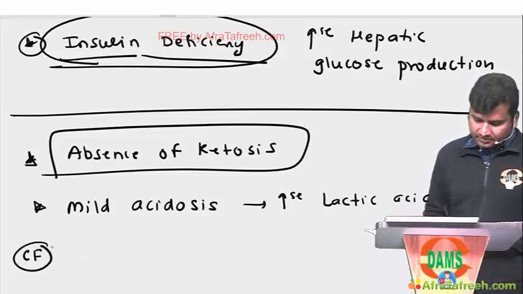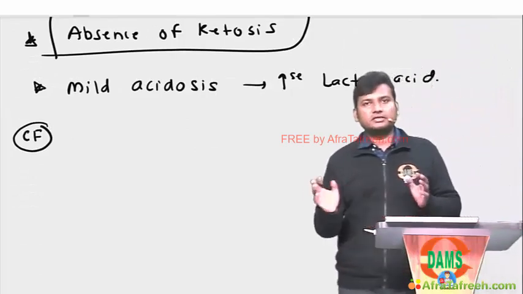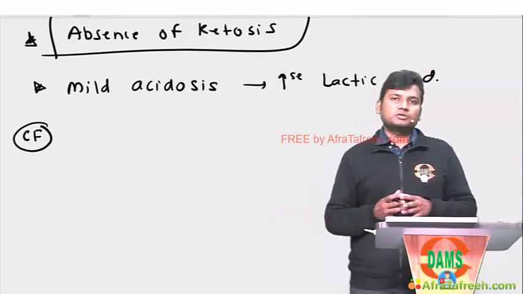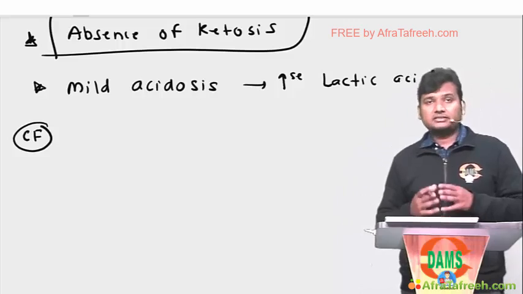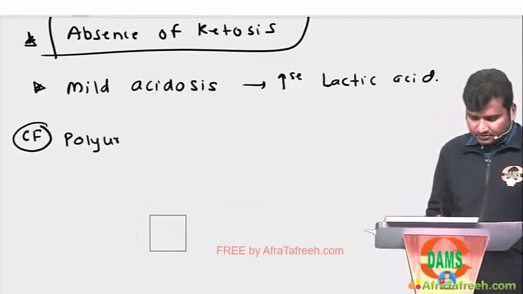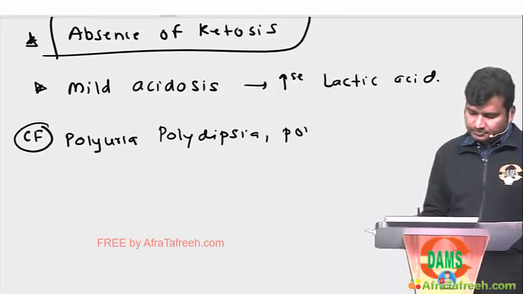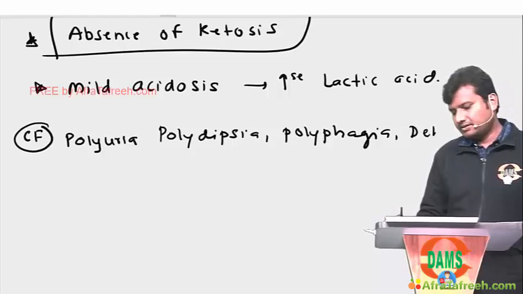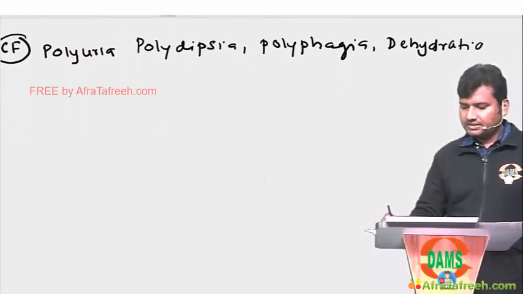Clinical features. All clinical features because of increase in glucose in blood will be present. So which clinical features will be present? Polyuria, polyphagia, polydipsia, clinical features of dehydration will occur. So the patient will have mainly polyuria, polydipsia, polyphagia, clinical features of dehydration. These are the main clinical features.